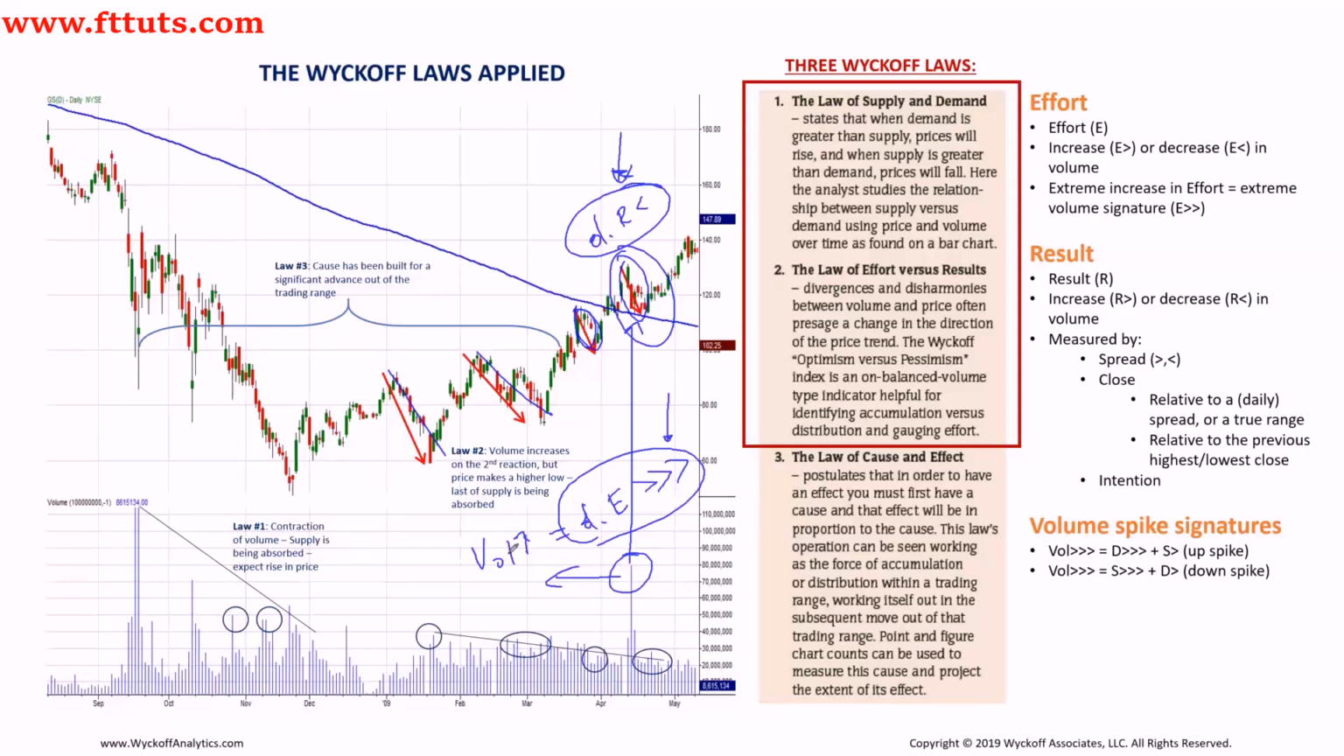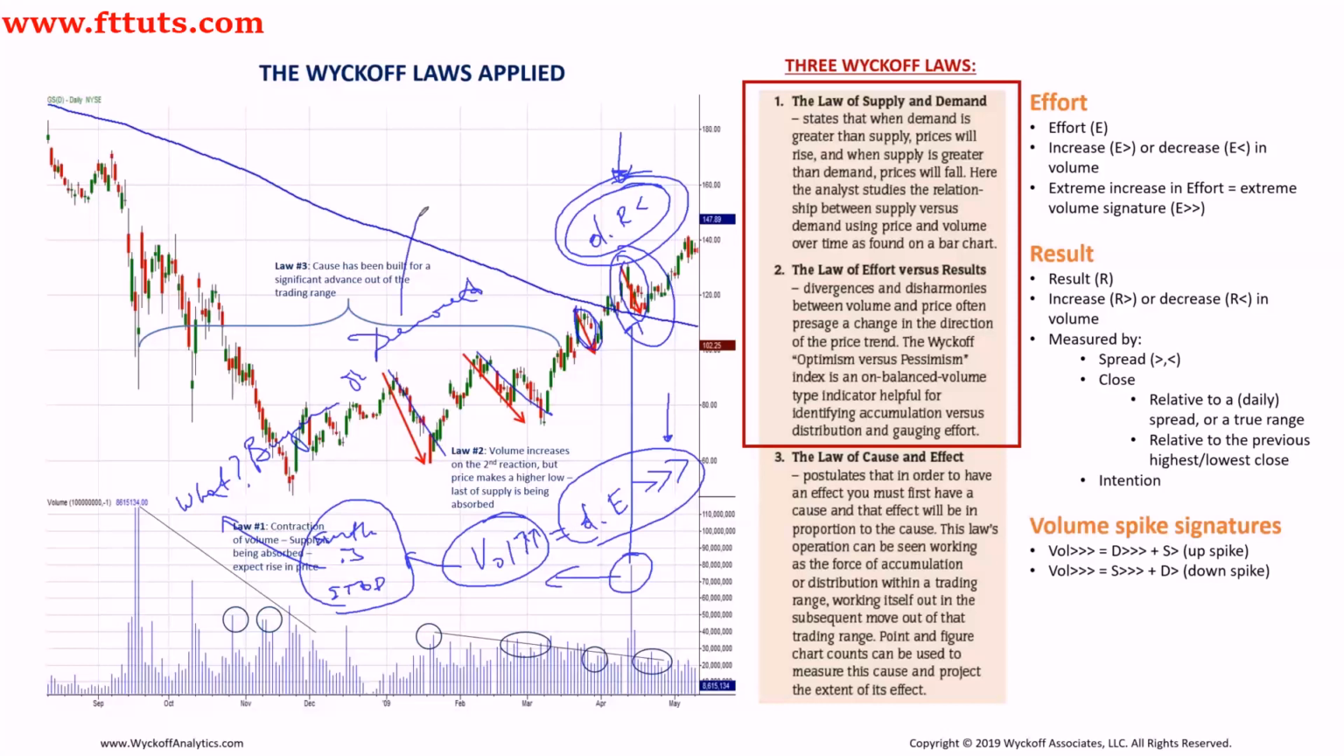That increased effort on the increased volume signature, with an inability to push the price down, would suggest that something is interfering. Something is stopping the selling from pushing the price further down. What could it be? Only one thing: buying, or demand.